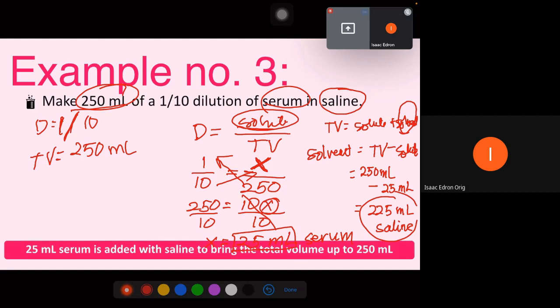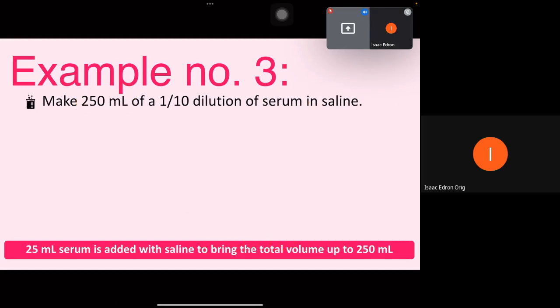So 25 ml of serum is added with saline to bring the total volume up to 250. So actually, 25 ml of serum is added with 225 ml of saline to bring the total volume up to 250 ml. So, diba, gets nyo na, guys? So, yung 250 ml, yun yung gagawin natin. So, yun dapat ang total volume niya.